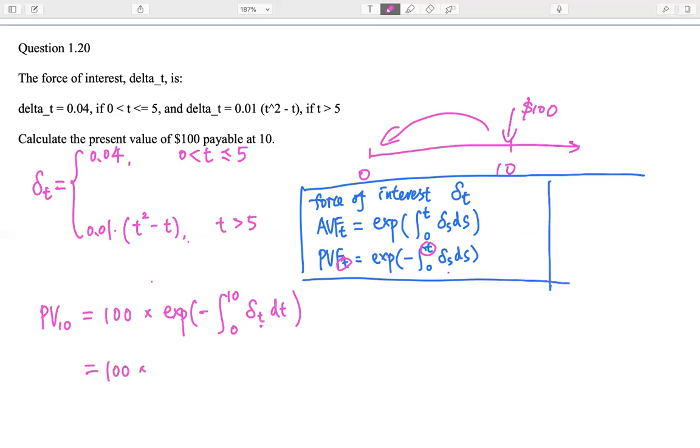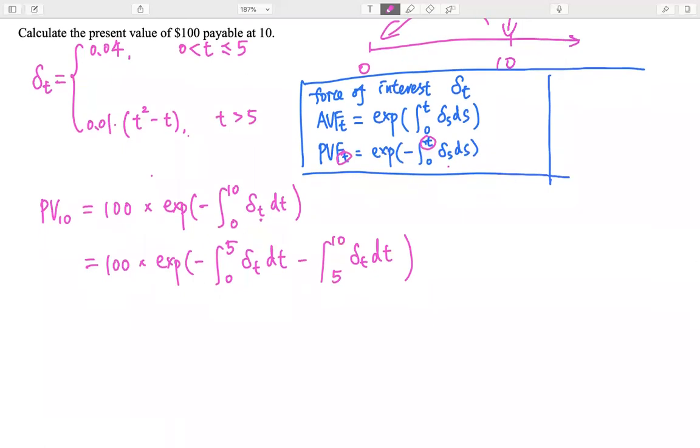In this particular question, the values of delta are separated into two regions, less than 5 and greater than 5. For integrals, we know you can break them into sub-integrals, and everything just looks straightforward. From 0 to 10 is the same as from 0 to 5 plus from 5 to 10. So of course, here are the negatives. And because you have an exponential function, you can actually separate them.